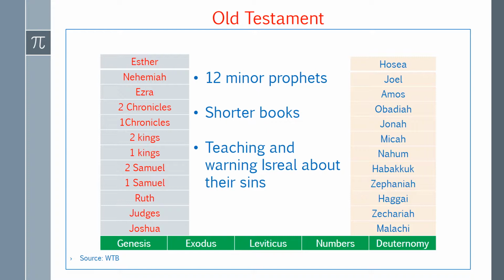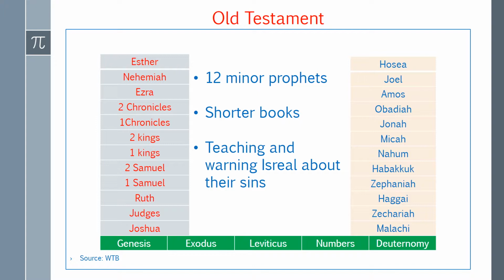We call it the 12 minor prophets, namely Hosea, Joel, Amos, Obadiah, Jonah, Micah, Nahum, Habakkuk, Zephaniah, Haggai, Zechariah, and Malachi. Why are they called the 12 minor prophets? Well, basically it's because they are shorter books, and they form the right column of our 5-room flat.